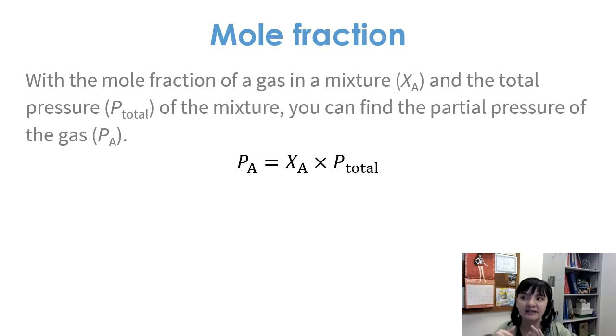So, what this equation says is that the partial pressure of some substance, which we'll just call gas A, is equal to its mole fraction times the total pressure. Again, this is very much connected to the previous equation that we saw, the total moles times RT over V. This is just kind of a derivation of that.